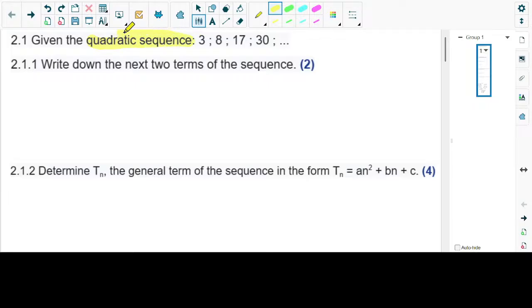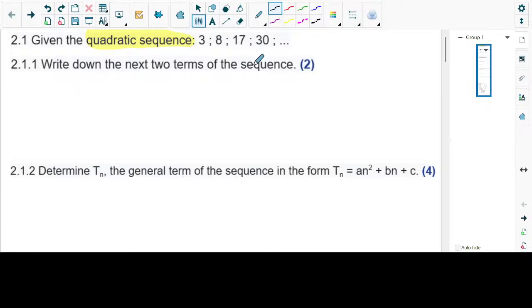But in this case, they were too specific. It's a quadratic pattern. So it means we're going to talk about the rules of the quadratic pattern. What are the rules of the quadratic pattern? What is it that learners should know? So what we're going to try to do now is to show you.